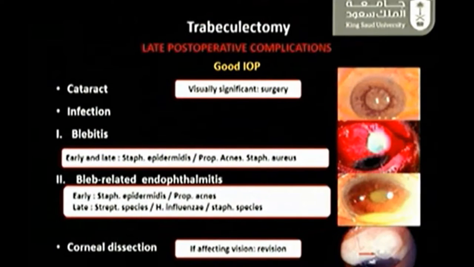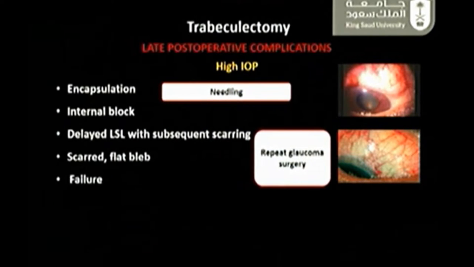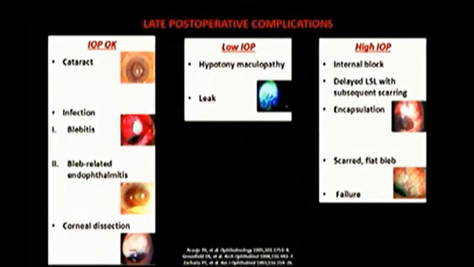We have late postoperative complications, which include cases with good IOP like cataract, infection like blebitis, bleb-related endophthalmitis, and corneal dellen. We have late postoperative complications with low IOP as well, including hypotony maculopathy and leak. And we have late postoperative complications with high IOP, such as bleb encapsulation, internal block, delayed laser suture lysis with subsequent scarring, scarred or flat bleb, and the natural bleb failure which comes with time.